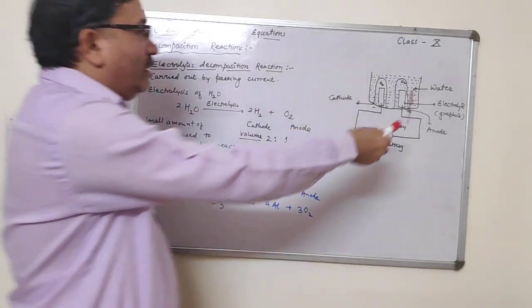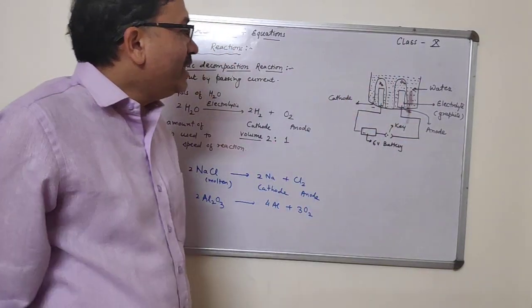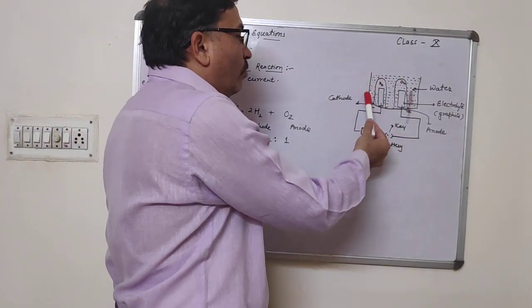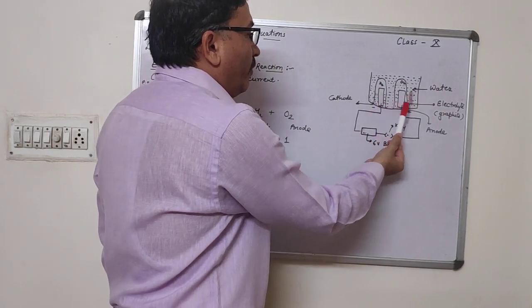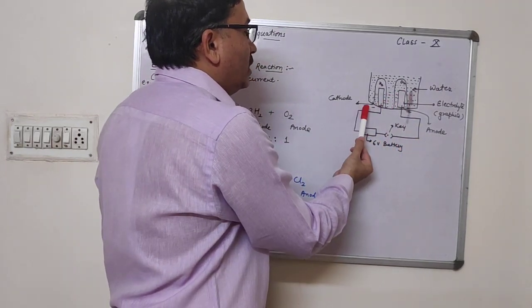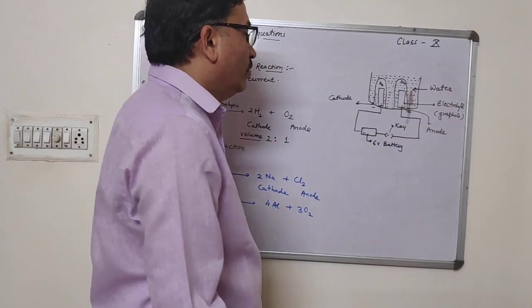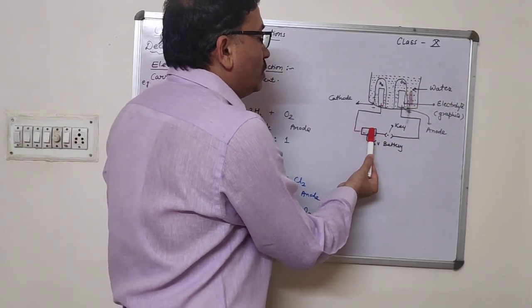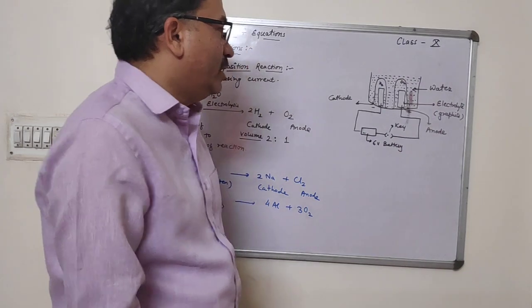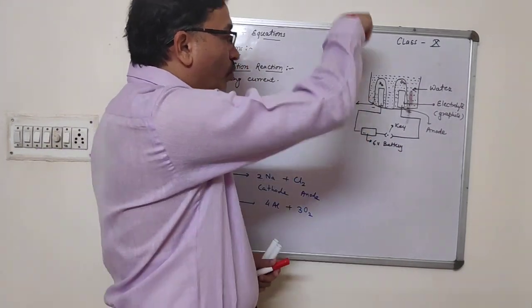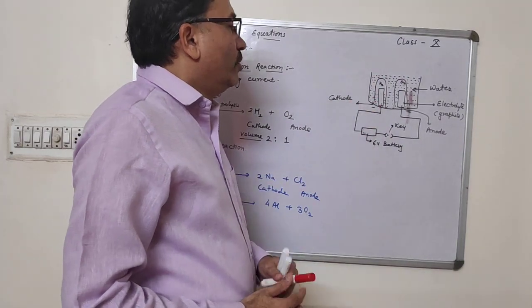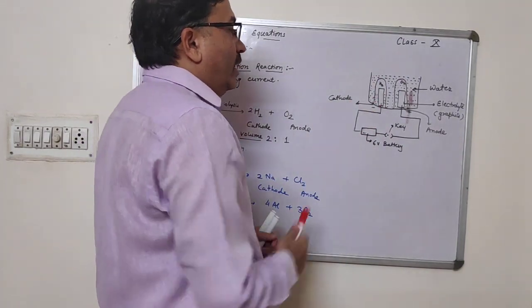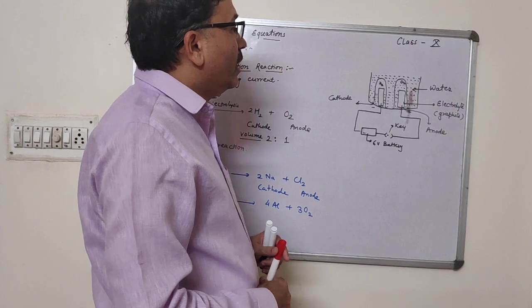So I have taken this activity. In this activity, we have taken water in a container that is fitted with two graphite electrodes. One works as cathode, another works as anode, and they are connected to a 6-volt battery source and a plug key. We have kept two inverted test tubes to collect the gases formed during the reaction.